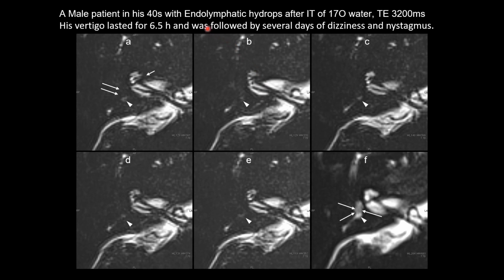This is a patient with endolymphatic hydrops. And this is a 6-minute scan, and we took serially. And you can see just after the injection, signal drops in the vestibule, basal turn of cochlea, and posterior ampulla. And this is a shorter echo image. This is an anatomical reference.